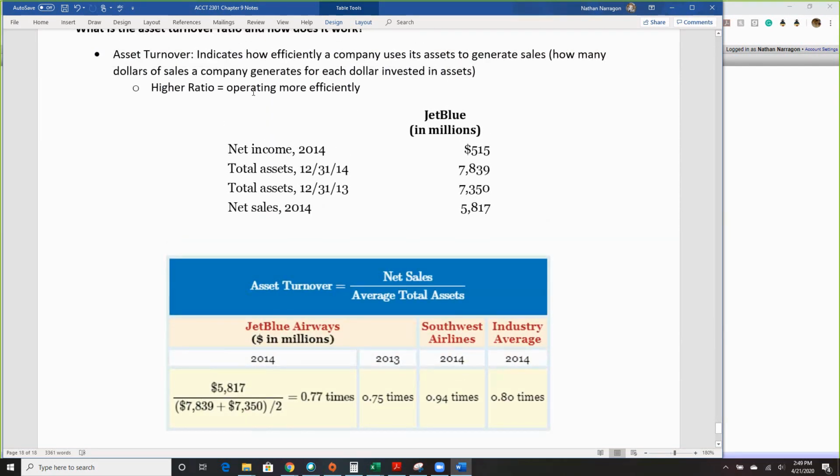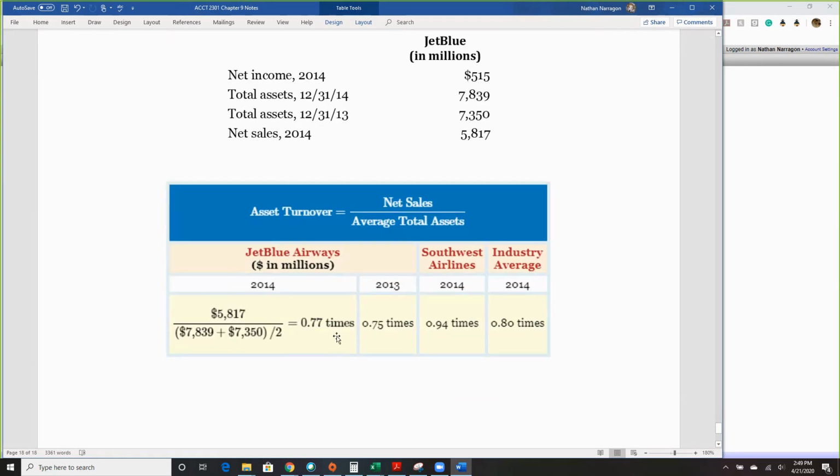So for each dollar, we basically can turn it over 77 times. Not bad. If we compare, it is doing a little bit better than 2013. We don't have these numbers. This is just an example to compare.